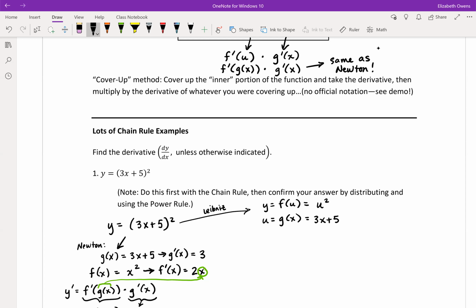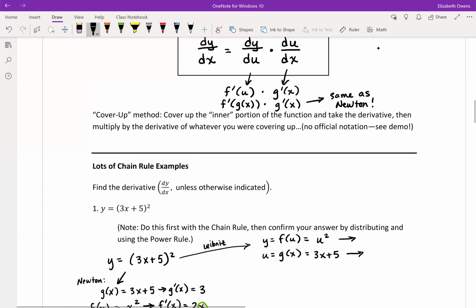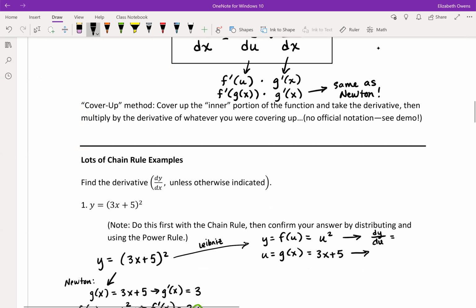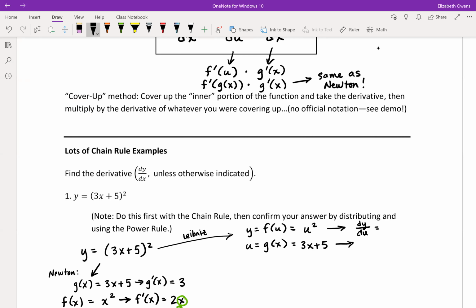And then let's take some derivatives of these because we're going to need them. We need dy/du and du/dx. So the derivative of y with respect to u becomes kind of nice here because y is written in terms of u already. So we just get to use the power rule on that, and we say dy/du is 2u.